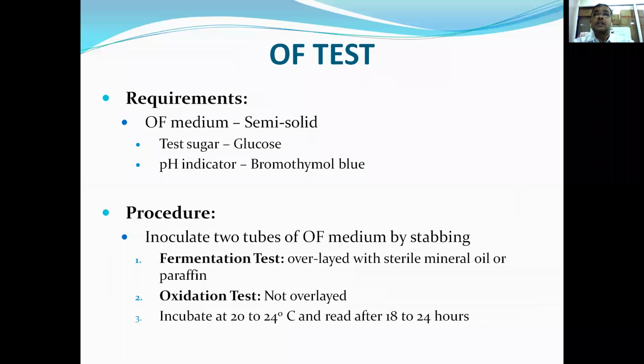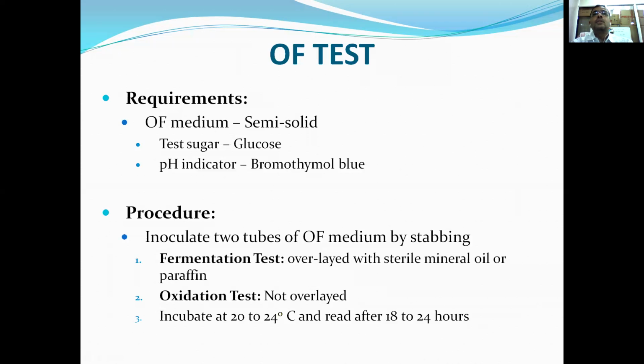And this sugar is generally utilized by either oxidative metabolism or fermentative metabolism, and that will lead to the production of acid and gas. This acid and gas we detect by adding a pH indicator, that is bromothymol blue. Bromothymol blue is generally green at neutral pH, around 7.1, but it turns yellow at around pH 6.1, or you can say at acidic pH.